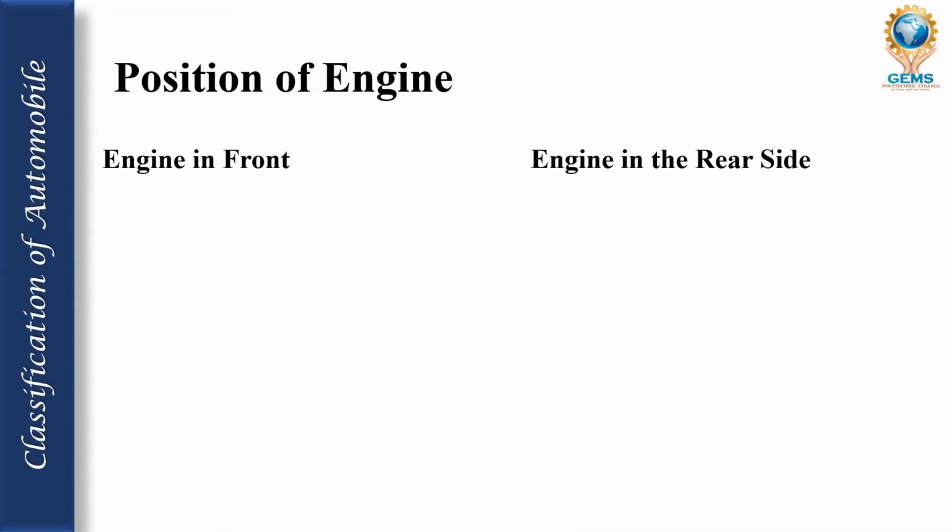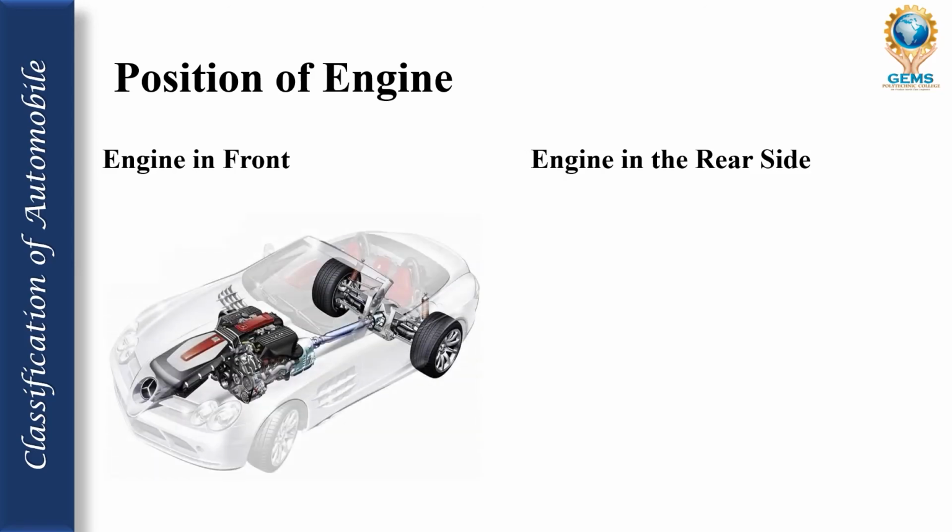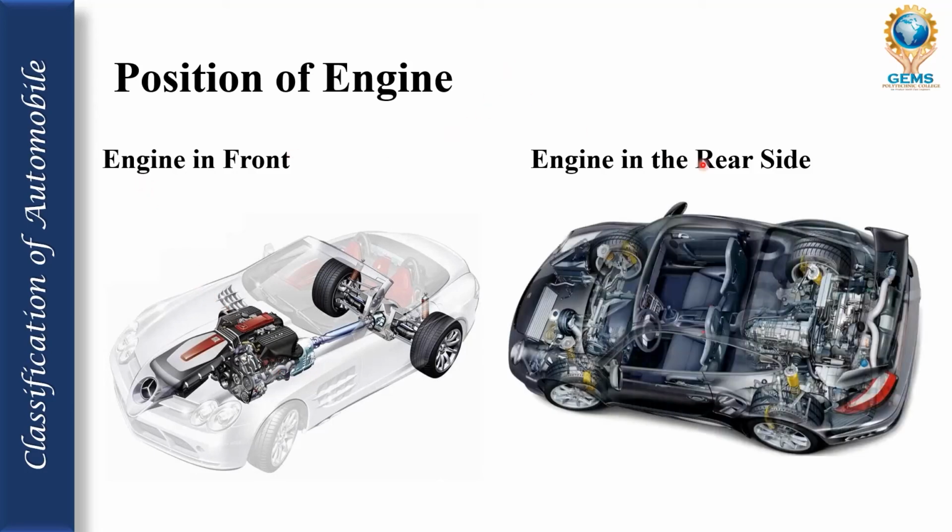Now the positioning of the engine: engine in front and engine in the rear side, based on whether the position is at the front or the back. See here, the engine is in the front side, so it is called front engine. If you see, this is the engine, fixed in the front of the vehicle. That's why it's called engine in front. The second one is engine in the rear side. See here, here is the engine, so this vehicle is called engine in the rear side.